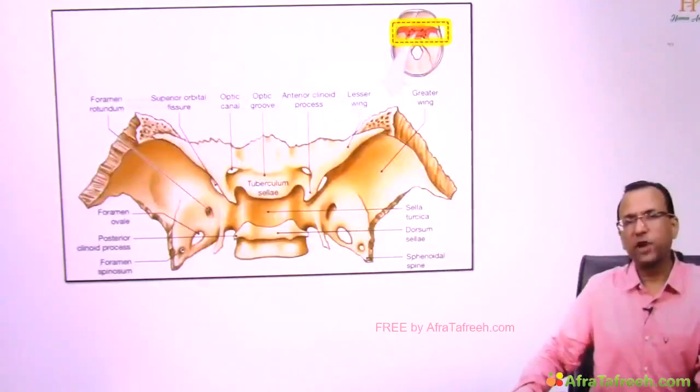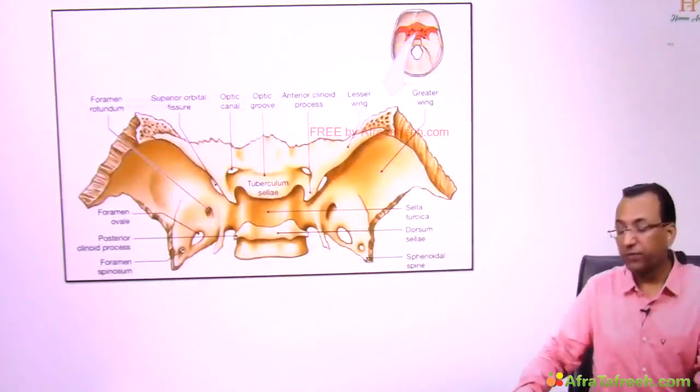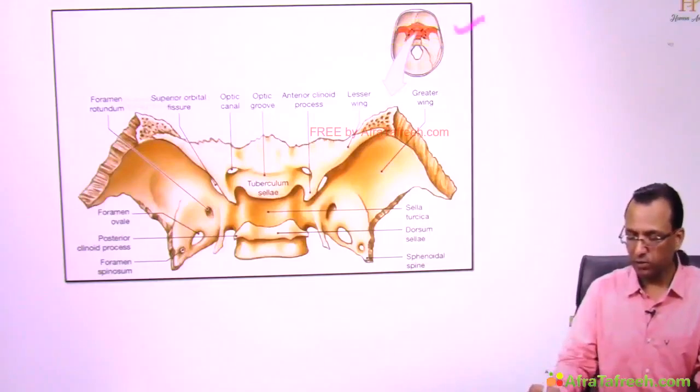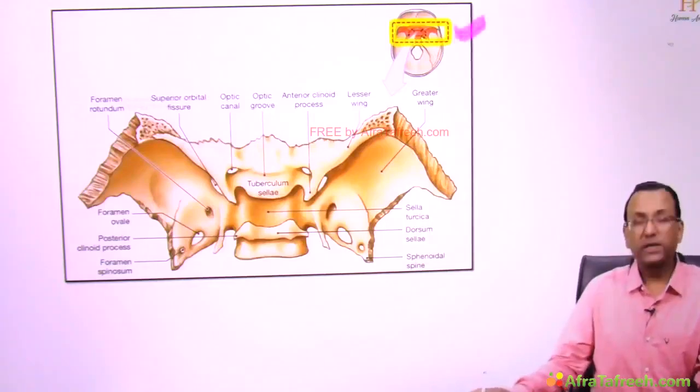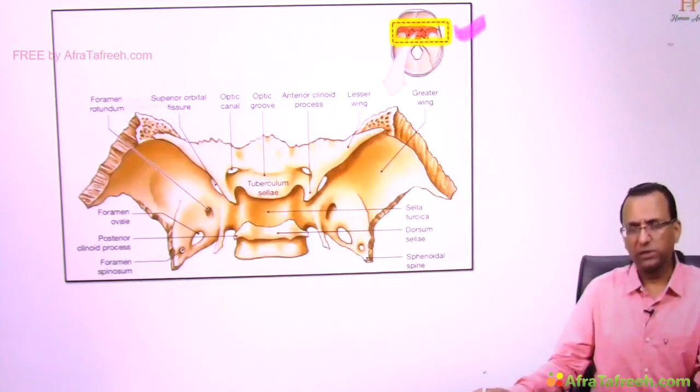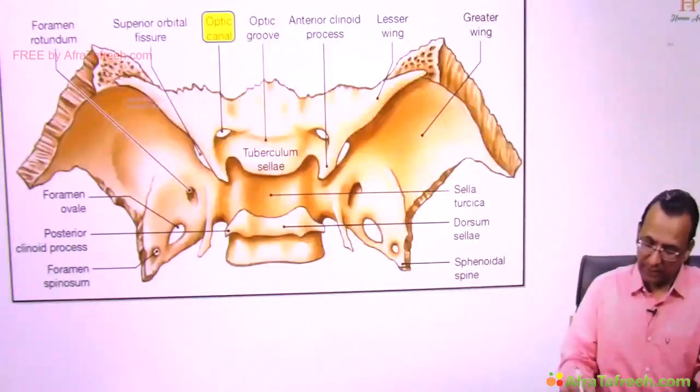We're pulling the sphenoid bone out from the floor of the middle cranial fossa so that you can discuss it. What do we want to discuss? You see, this is the optic canal.